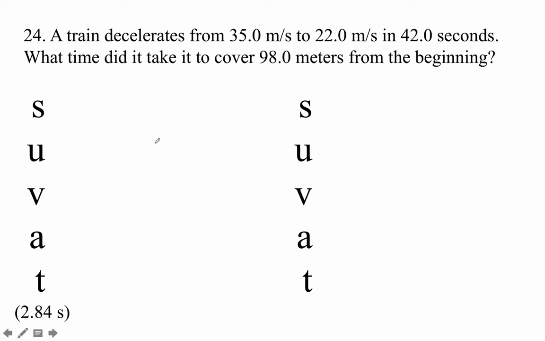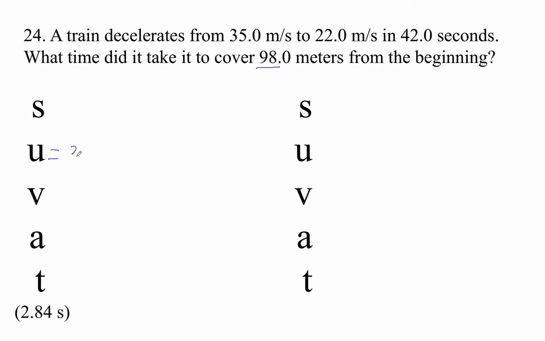A train decelerates from 35 to 22 meters per second in 42 seconds. What time did it take to cover the first 98 meters from the beginning? So let's figure out the deceleration from this. And presumably the distance is going to be a lot more.